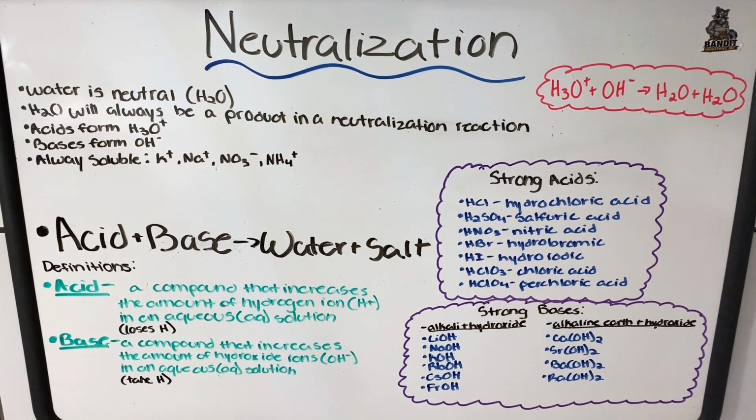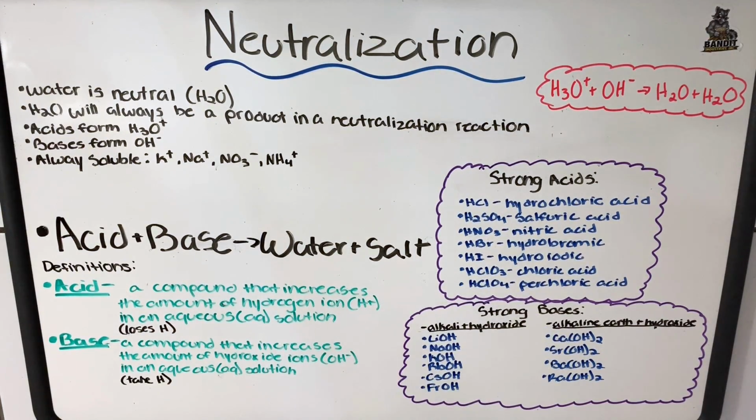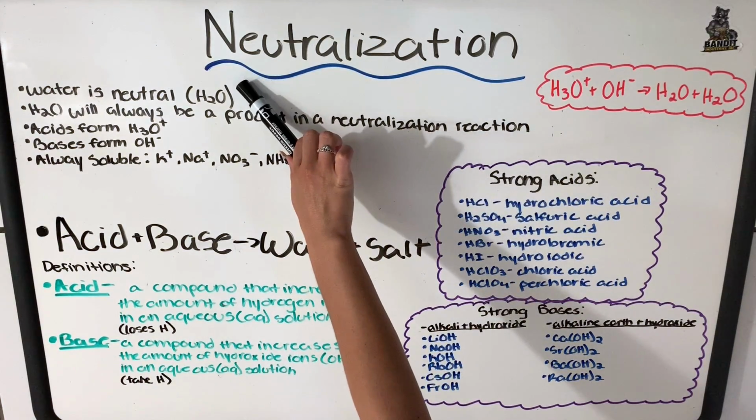The reaction of an acid and base is called a neutralization reaction. In fact, the general reaction between an acid and base is acid plus base, producing water plus salt, with salt being the ionic compound. Now, written on the board here is some of the things that you should know when it comes to neutralization.